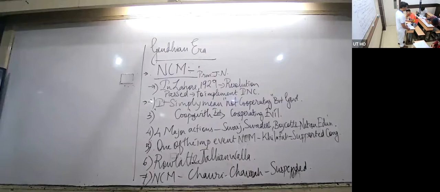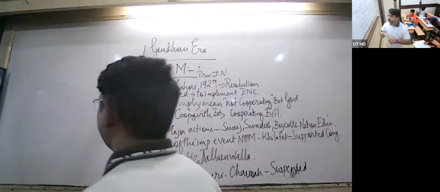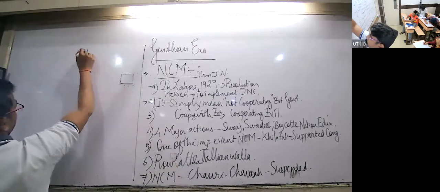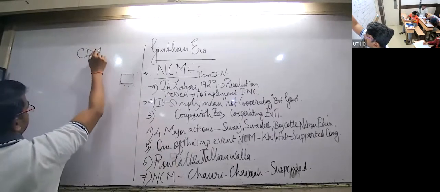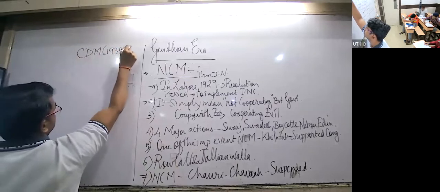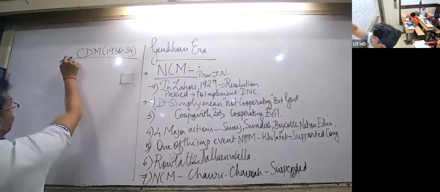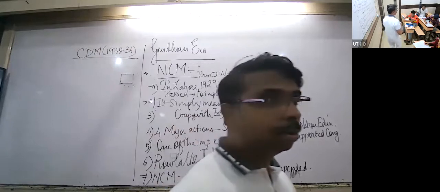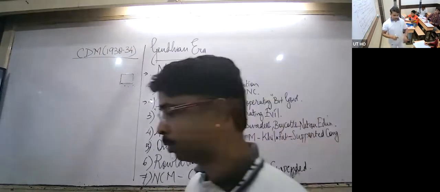Now I am changing the method a little. Civil disobedience movement, write down in your notebook. Everyone write down the next heading: Civil disobedience movement 1930 to 1934.